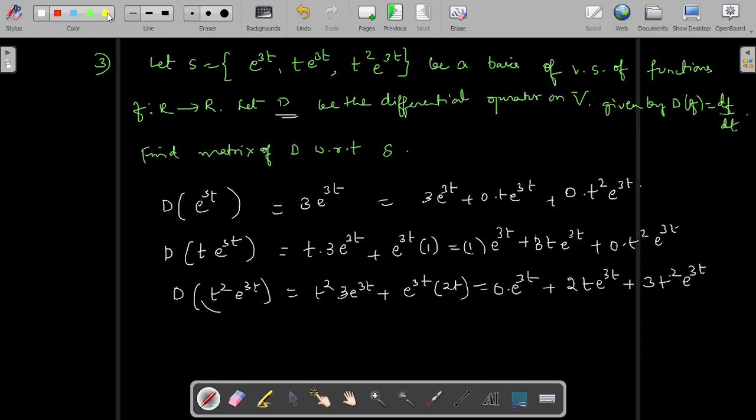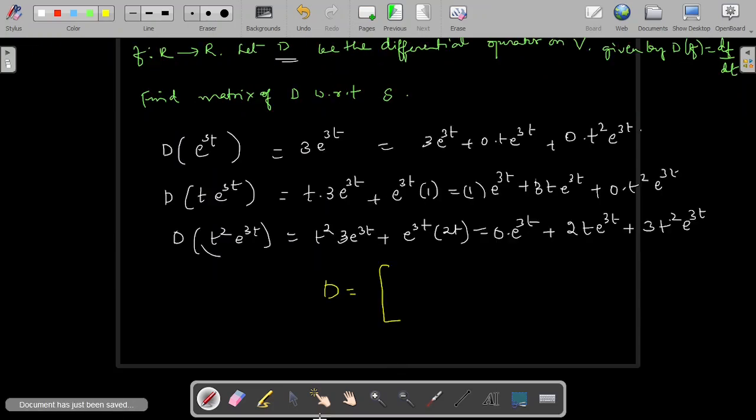Write the coefficients column wise. So the matrix of this transformation with respect to the given basis, you can write D equals, now this is 3 0 0, next 1 3 0, next 0 2 3. So this is the required matrix.